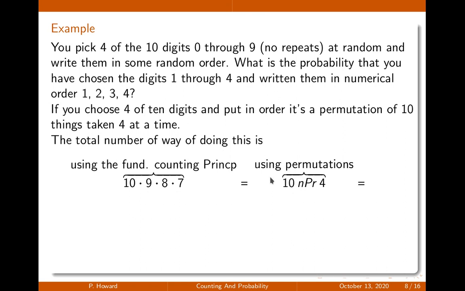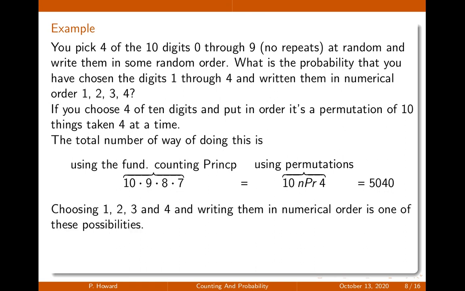Or you can use permutations. Taking 4 things out of 10 and putting in order is the number of permutations of 10 things taken 4 at a time, 10 NPR4, which can be done on a graphing calculator or on Desmos. 5,040 possibilities for choosing 4 digits out of the 10 possible digits and putting them in order.